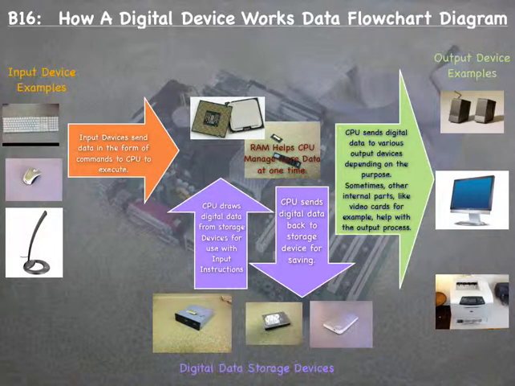We've diagrammed that in a different diagram earlier in the year, but right now we're just talking about the computer itself, or the digital device itself, and how it works. So anyway, the CPU accesses information, draws information to help it execute those input commands, and then also at times it will send things back to the storage device for saving.